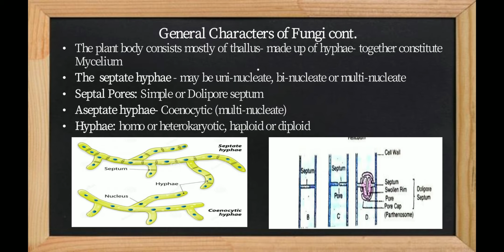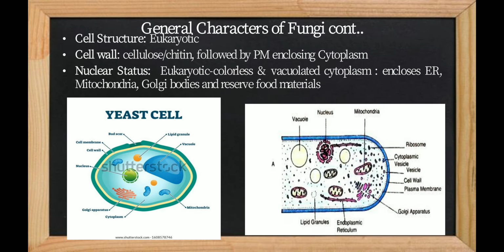In case of septate hyphae, the cell may enclose a single nucleus, two nuclei or many nuclei, and septal pores are present, which are called the dolipore or simple pore. The hyphae may be homokaryotic or heterokaryotic, haploid or diploid.